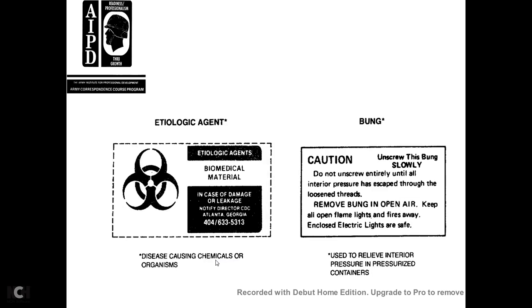Placard cards. Flammable liquid 3 is given the flame hazard diamond. Flammable solid 4 is given the number 4 with red and white stripes over a white flame. Etiologic agents, biomedical materials: in case of damage or leakage, notify the Director of CDC, Atlanta, Georgia. Disease-causing chemicals or organisms.